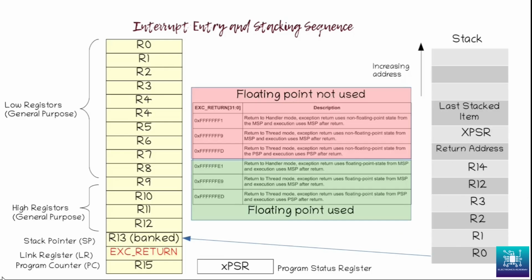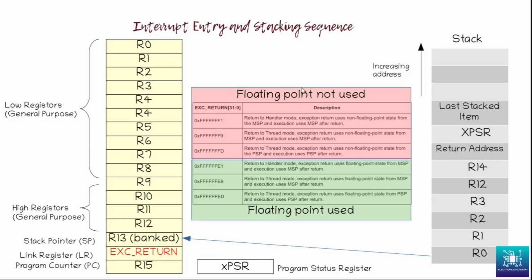Now it does something. At this stage, the link register is populated with one of these values. Generally, the link register will be populated with the return value of the caller function. But in the case of interrupts, it is different. Now, if you have a look at this table, there are 6 possible values that the link register can be filled with.